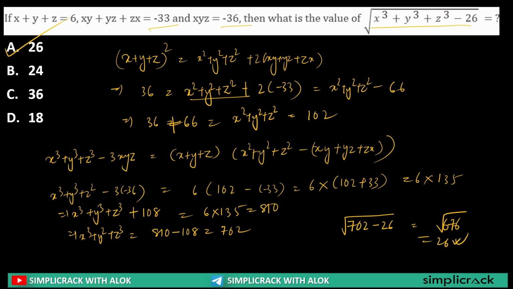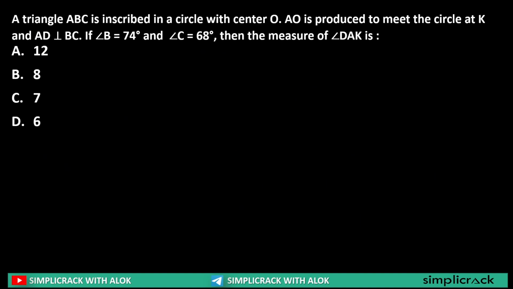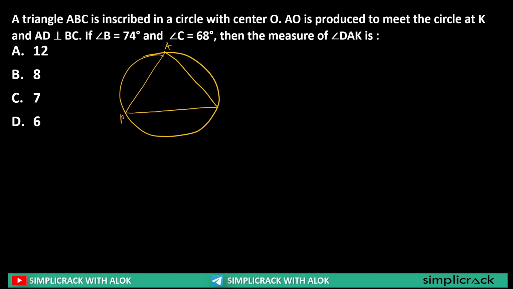Clear? Yes. So a triangle ABC is inscribed in a circle with center O. AO is produced to meet the circle at K and AD is perpendicular to BC. If angle B is 74 degree and angle C is 68 degree, then measure the angle DAK. Now, what has it said? This is a circle, so ignore this structure. This triangle ABC is inscribed in it, A, B, C. O is the center over here. Now if we extend AO, it will meet the circle at K. Now AD is drawn to BC and it is 90 degree.